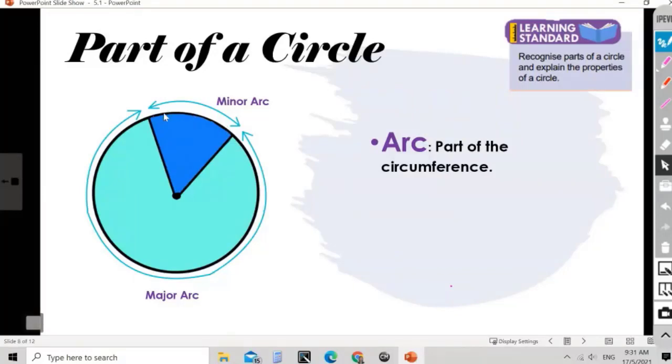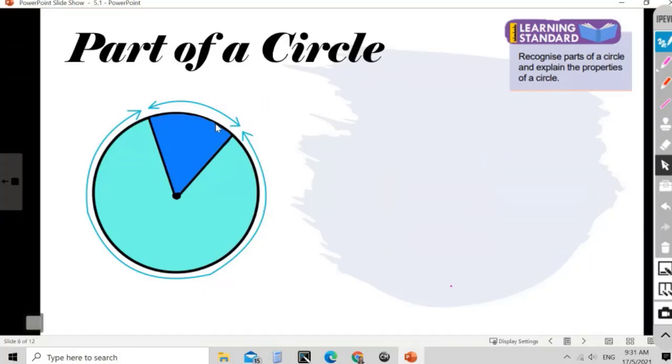Okay, because maybe some entered class late, I will repeat one more time because after this I want to give you all a quiz. Make sure everybody recognizes all the parts of the circle. I don't want to see sideways anymore after this.